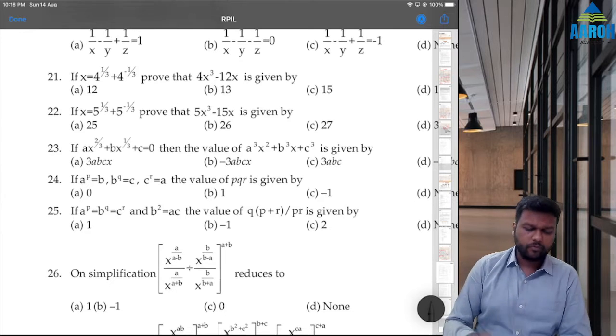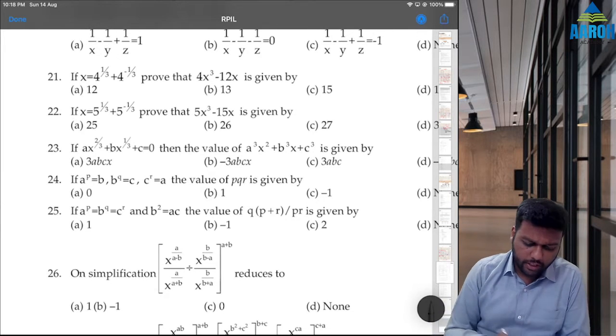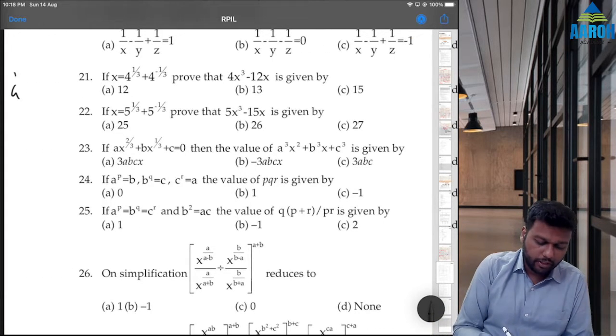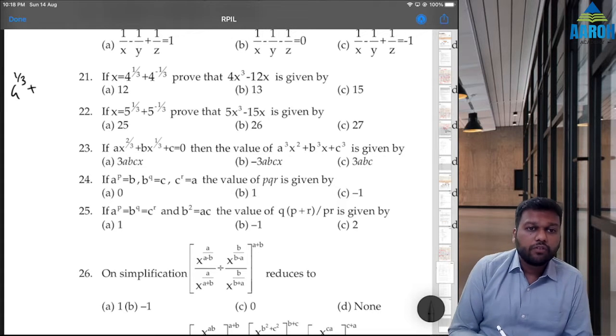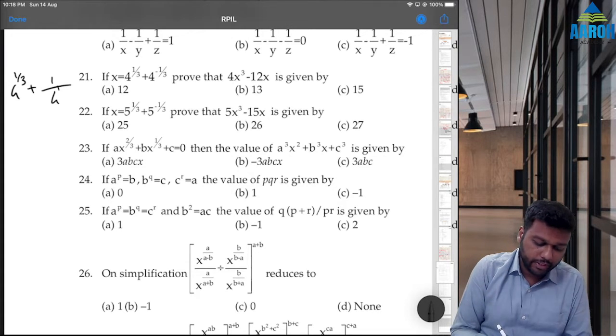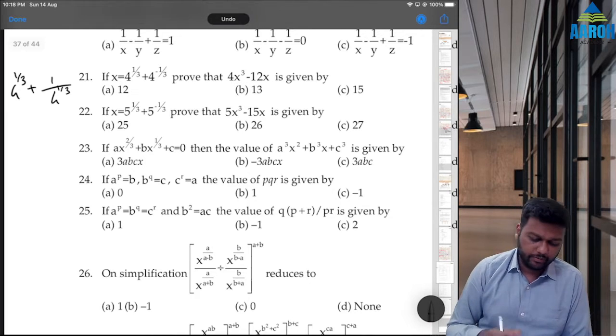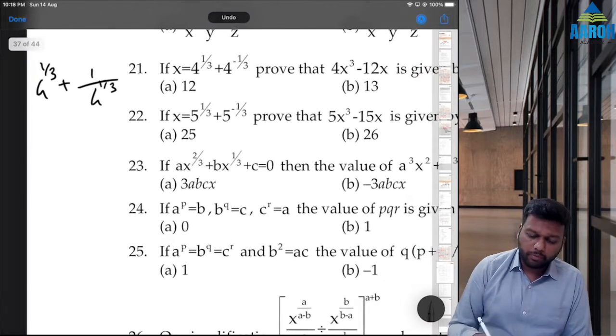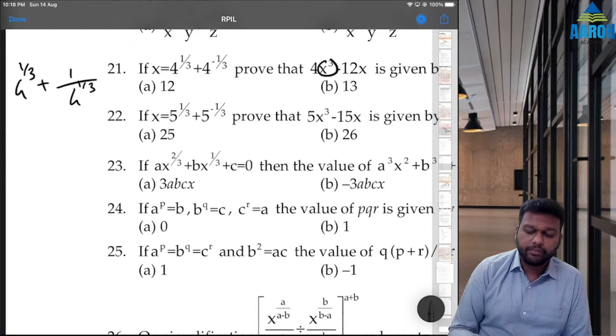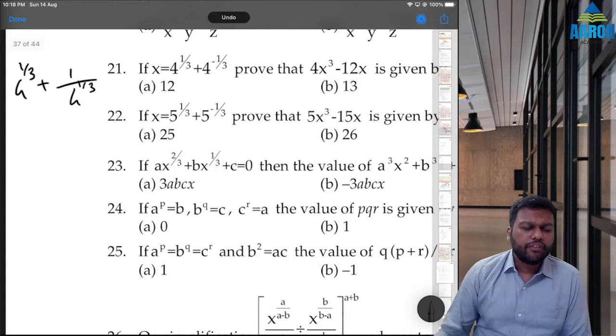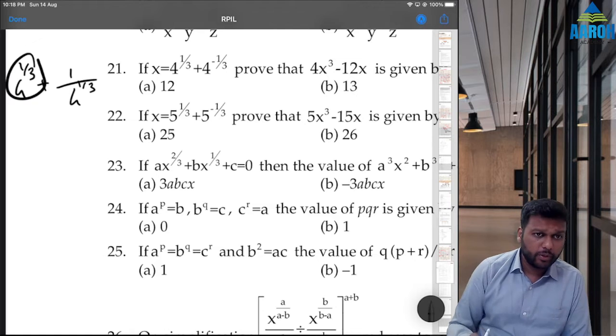Okay, if x is 4 raised to 1/3 plus 4 raised to minus 1/3, which is 1 upon 4 raised to 1/3 using rules of indices, then prove that this is what. Okay, fine. No need to put the value of x in this. We can just take it on the calculator. If you know how to find 4 raised to 1/3, do it.